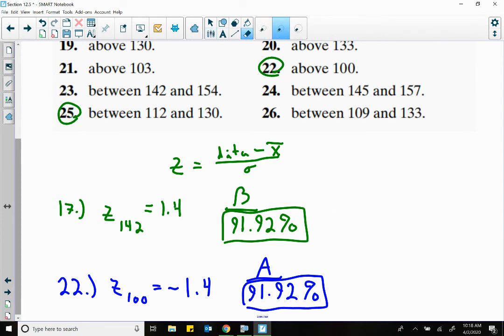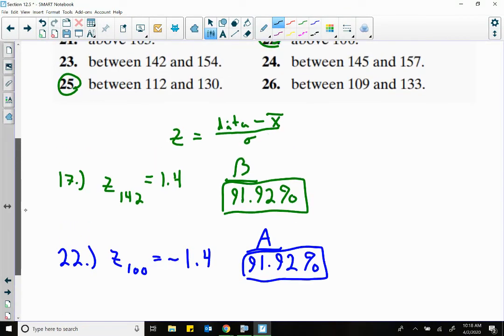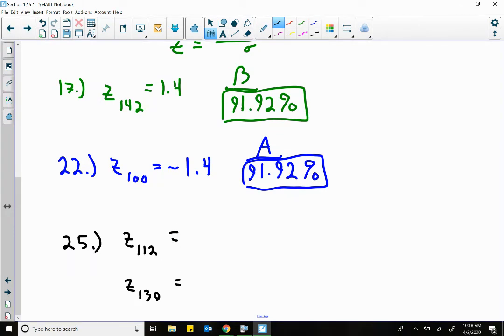Okay. Last problem, number 25, and that will wrap up 12.5. So let's change up the color, actually. Let's do it in black. This time we need to find two z-scores. We need to find the z-score of 112, and I believe the other one is 130. Yeah. Okay, and then all we're going to do, because this time we're between, is take the large percent minus the small percent.